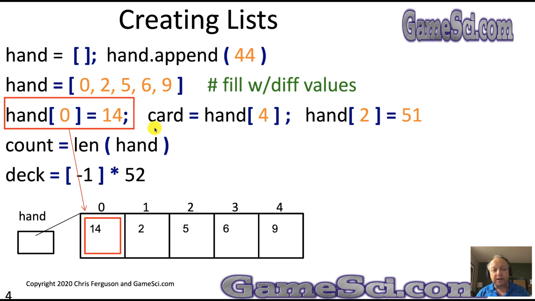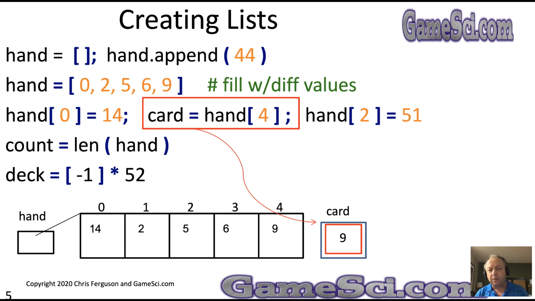Going back to our deck of cards analogy, quite often we exchange cards in our hand. In poker, you will discard and replace a card. In Go Fish, you will hand a card over and acquire cards. How do we change a card in our current hand? We go hand subscript 0 equals 14. Replace whatever was in position 0 of the list with a new value of 14, and you can see 14 is inserted into our hand.